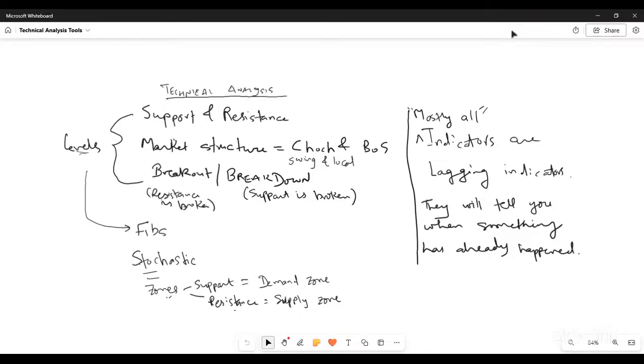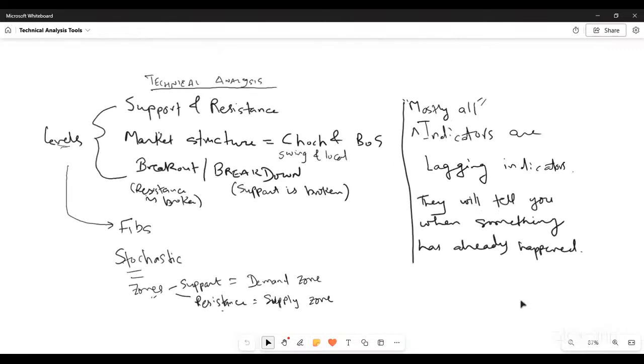Now, when we are looking at a charting tool, there are a lot of tools and indicators available to us to do our technical analysis. If you're looking at my screen on my right-hand side, as I said, mostly all indicators are lagging indicators. They will tell you when something has already happened. I don't know, ma'am, if you know an indicator that can predict where the price will move to in the future, do let me know. I would love to know what that indicator is.